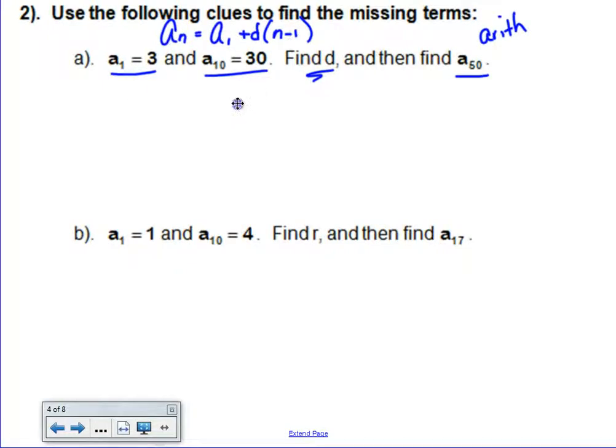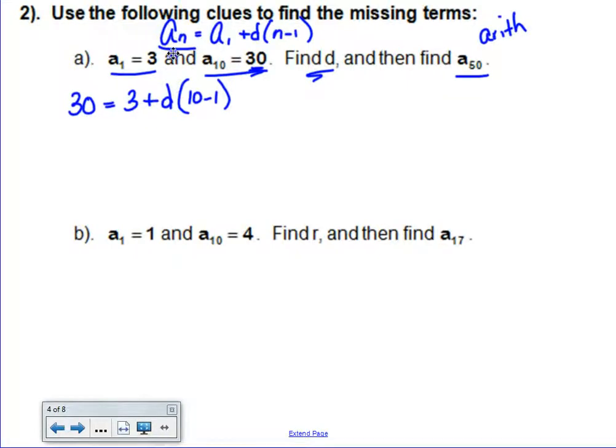This formula is for the nth term, so I could use it for any term of the sequence that I want. Since they gave me the 10th term, and I know it's 30, I'm going to use that clue in the formula. The 30 goes right here in the a sub n, so the nth term is equal to the first term, which is 3, plus the common difference, which I do not know, so we're going to leave it as a variable, times n minus 1. Because I'm using the 10th term of the sequence, the n here is 10, minus 1, of course.